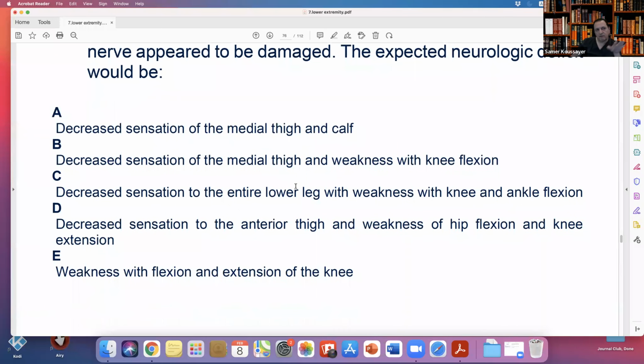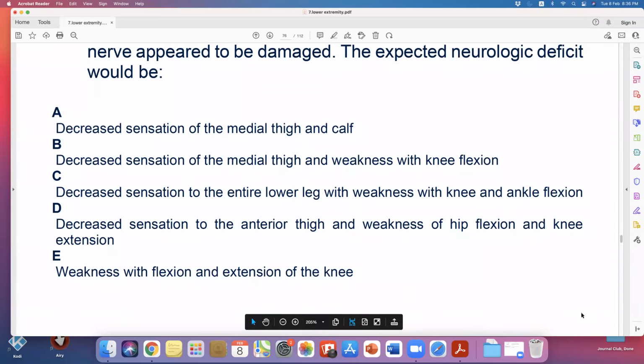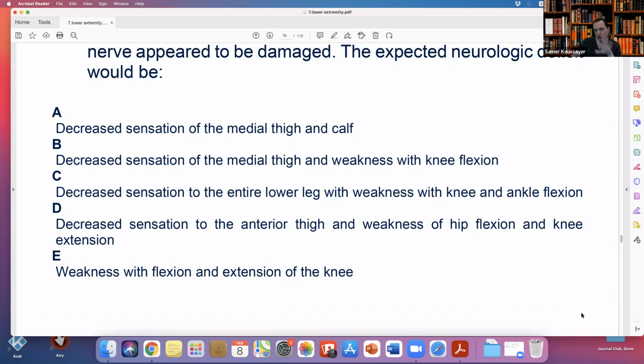So you cut the femoral nerve. What are you going to see? Let's see the first one. Decreased sensation of the medial thigh and calf. I'm expecting that you don't know anatomy, right? So sensation, it's hard to see. Motor is easy because of the muscles. Sensation is different. Sometimes the femoral nerve goes all the way down. So I'm not sure. We put this on the side. Okay. Let's see the other options.